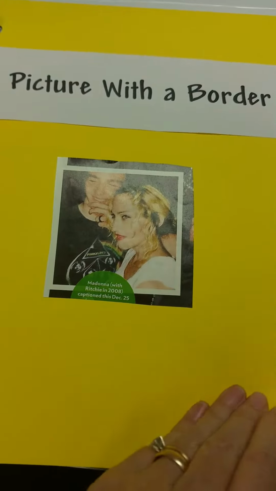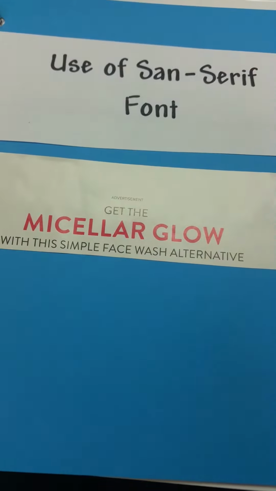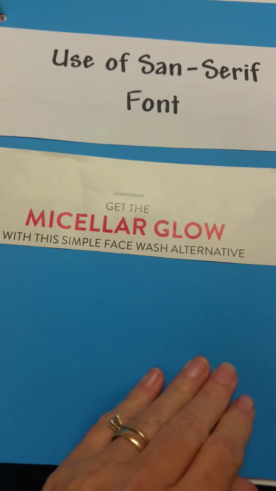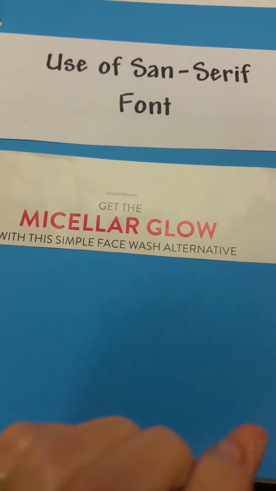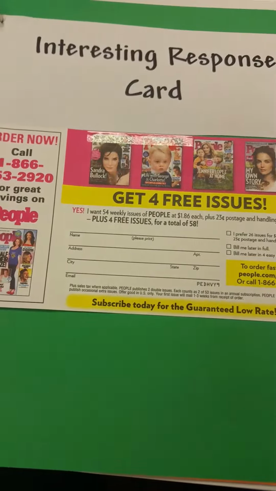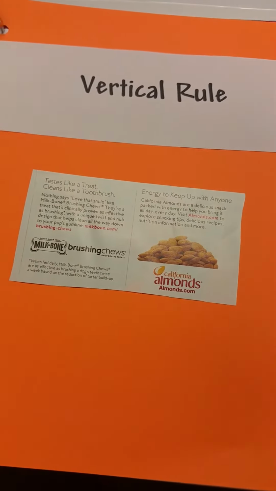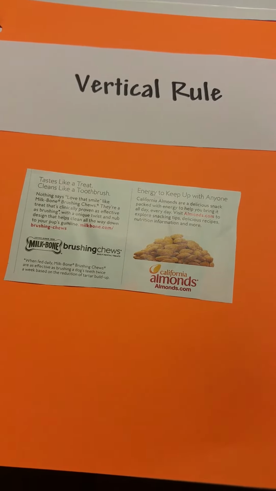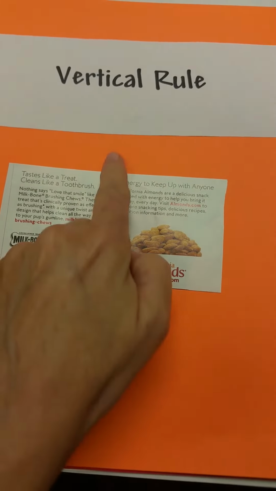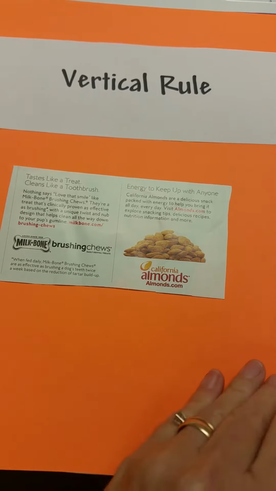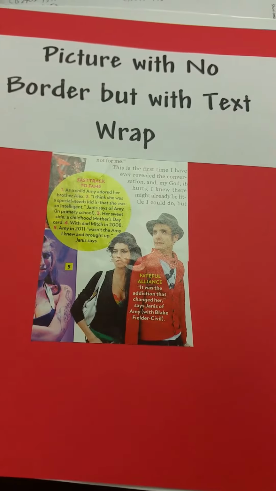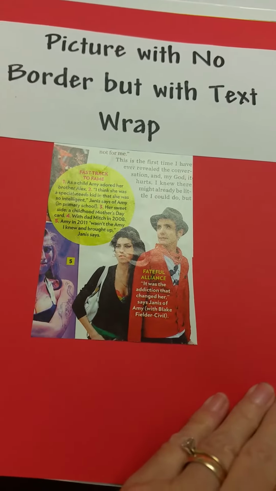An example of a horizontal rule, which is nothing more than a horizontal line that you'll see on different articles. Here's a picture with a border, aptly labeled, and this is a use of a sans-serif style font that doesn't have the little tails on each letter. This one has an interesting response card in here. Example of a vertical rule, which you can see down the middle of the page there. They're usually very tiny, not real obvious. A picture with no border.